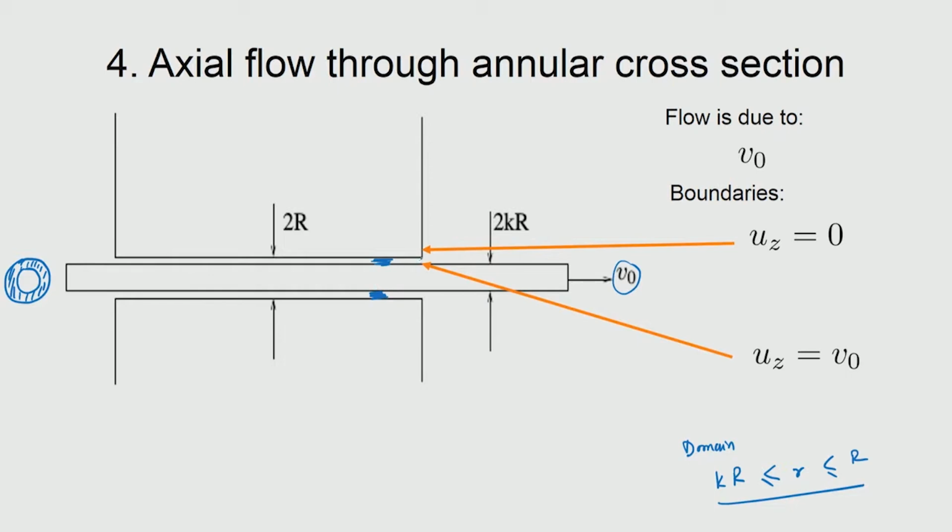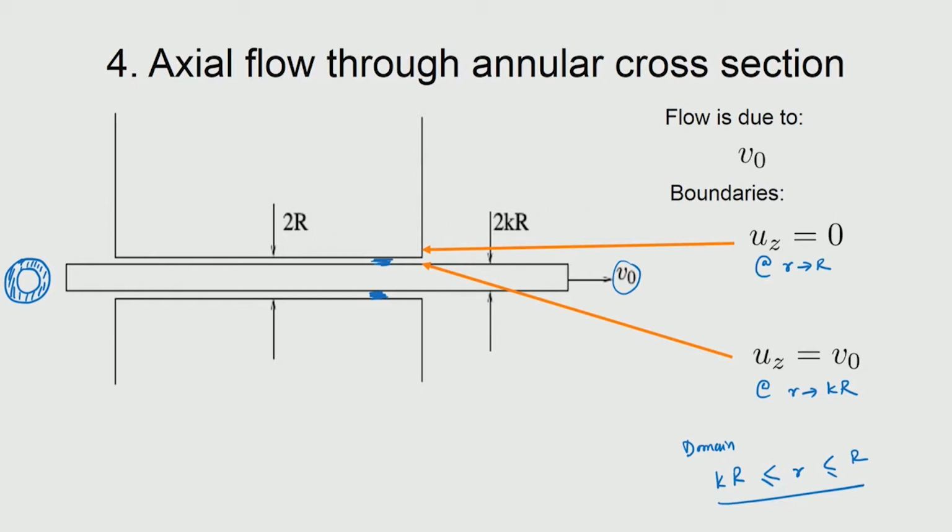So, the boundary condition on the upper wall, at r equal to R, gives you the velocity to be 0 because the outer container is stationary, and at r going to kR, the velocity is given by V naught because the situation is that of a moving wall. So, both of them are no slip conditions only. The flow is happening not because of any driving force, but only because of the moving walls.